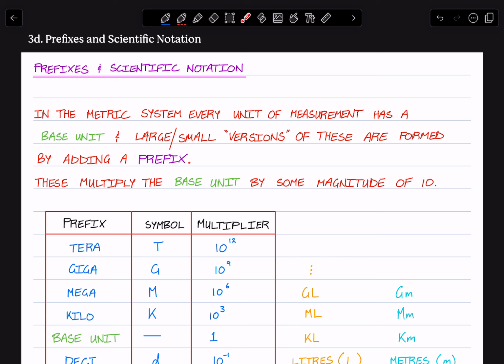In the metric system, every unit of measurement has a base unit, and large or small versions of these are formed by adding a prefix. These multiply the base unit by some magnitude of 10, meaning times 10 to the power of something.